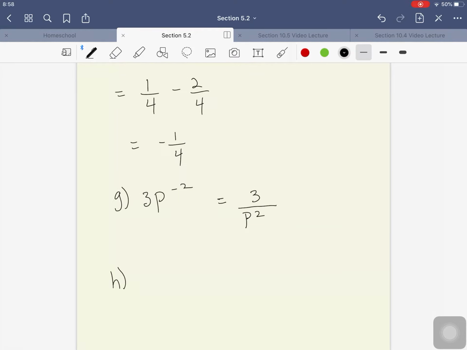All right, but if I write it this way, 3p and this quantity is to the negative second power, then you would have to flip that whole quantity to the denominator. So that would be 1 over 3p, and that whole quantity is squared. So that means everything inside the parentheses gets squared. So that would be 1 over 9p squared.